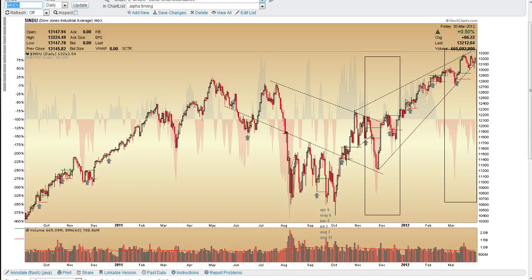We'll get to some 60-minute charts of the NASDAQ, Dow, and TSX and see if we can't figure out what this market's going to do this week.